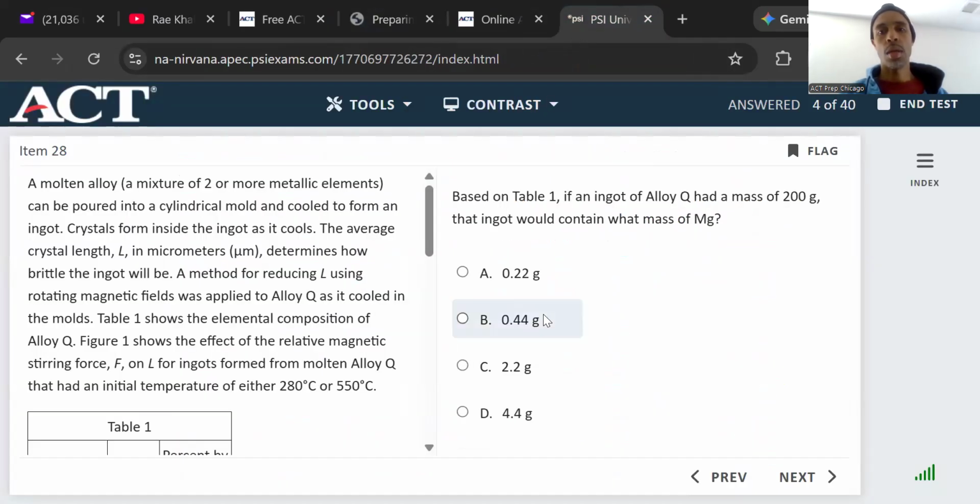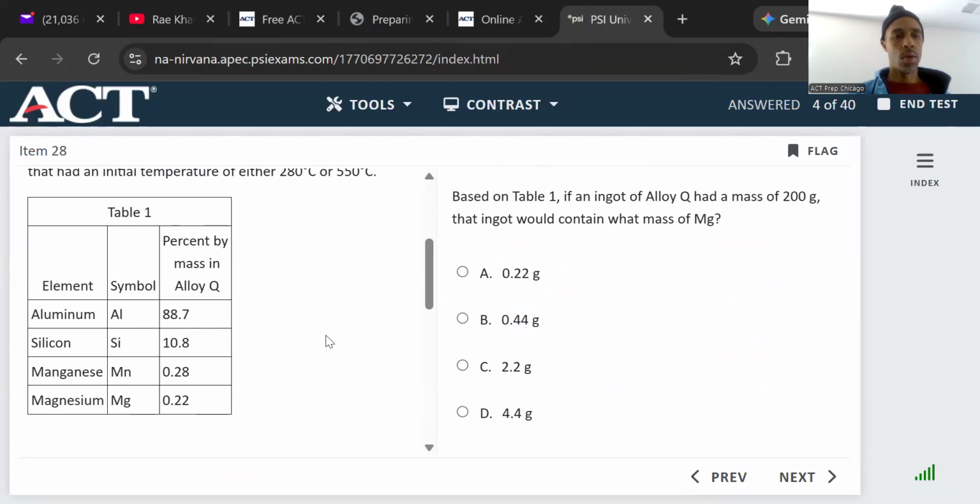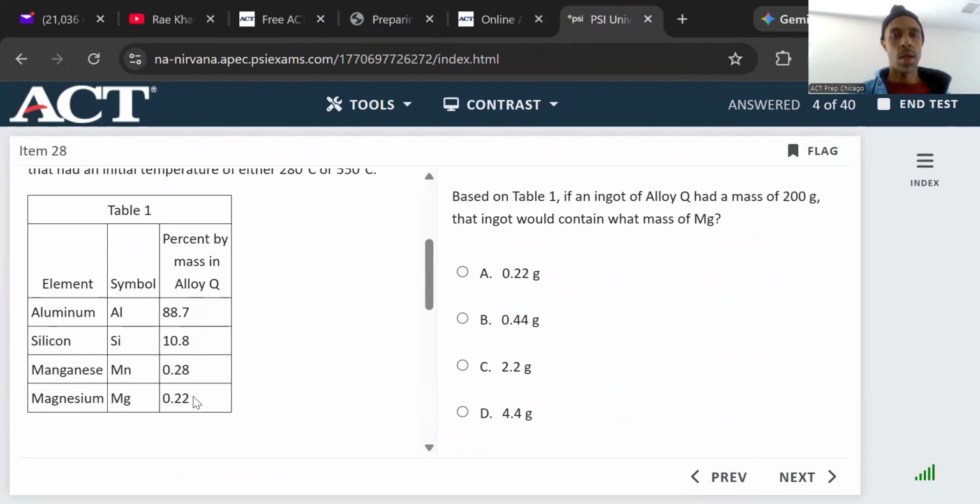28. Based on table one, if an ingot of alloy Q had a mass of 200 grams, that ingot will contain what mass of Mg? This is going to make us do the same thing again. Mg is magnesium, which is about what? No, this is percent by mass, so it's 0.22%, not 22%, because this is 88.7%, this is 10%, and this is 0.22%. So this is less than 1%. That's really low.